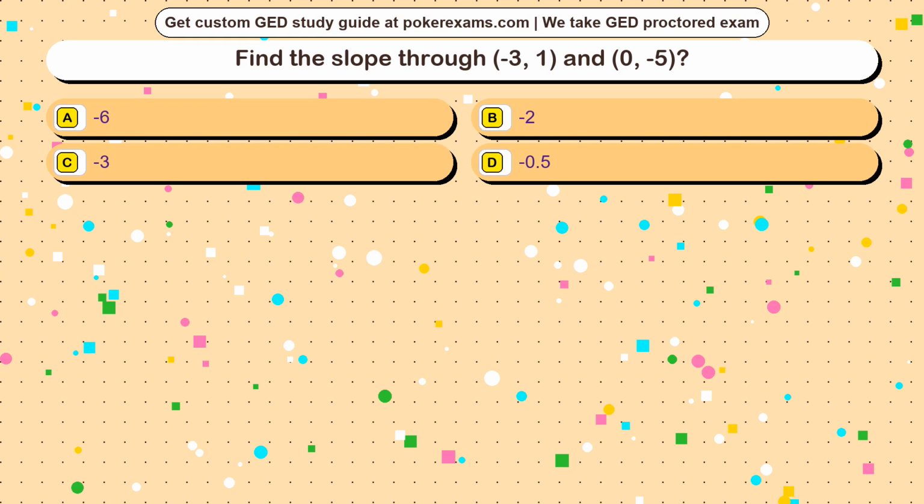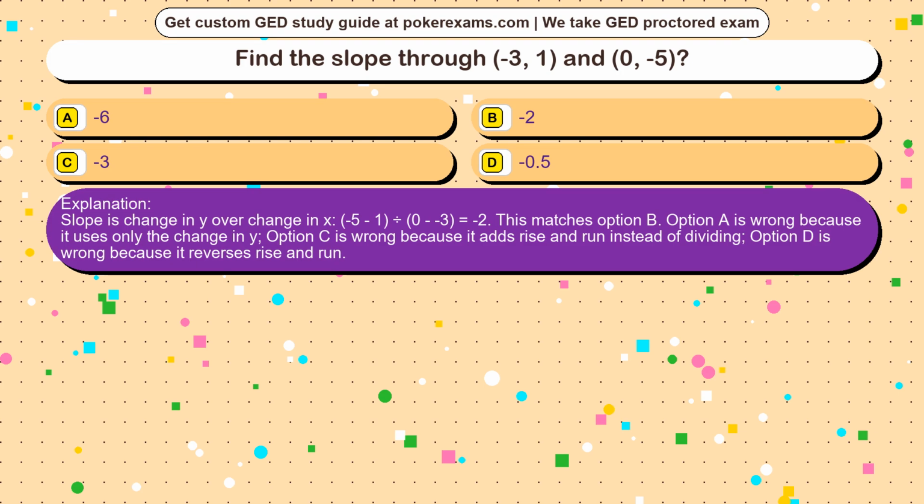The correct answer is option B. Slope is change in y over change in x. -5 minus 1, divided by 0 minus -3, equals -2. This matches option B. Option A is wrong because it uses only the change in y. Option C is wrong because it adds rise and run instead of dividing. Option D is wrong because it reverses rise and run.